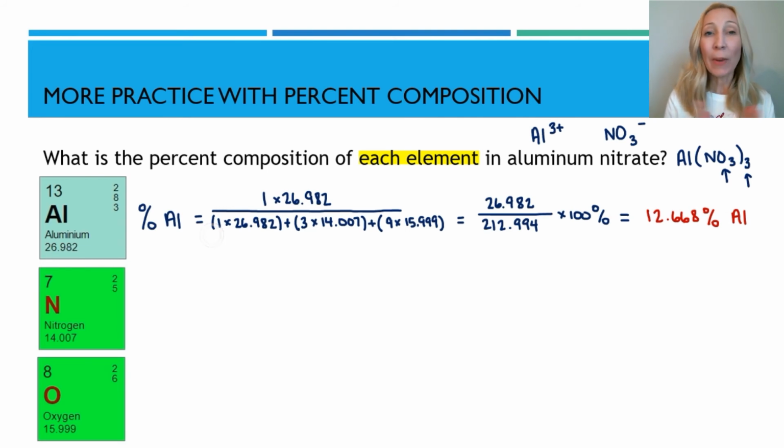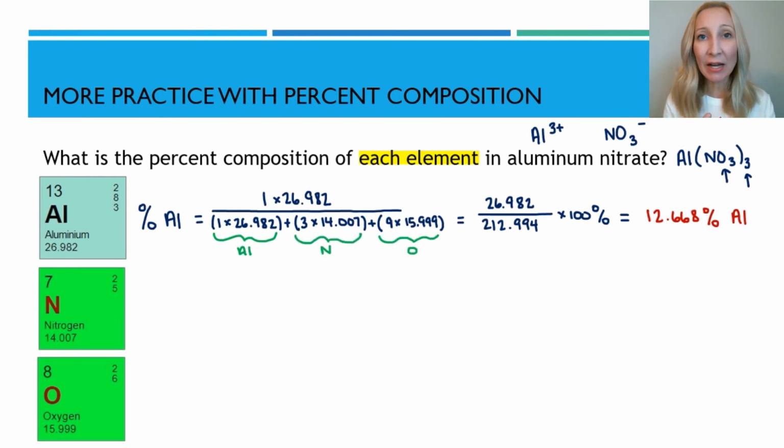Now let's just go back and look at that denominator again. That denominator consisted of all the aluminum plus all the nitrogen plus all the oxygen. So when I determine the percent composition of the nitrogen, I already kind of have an idea of what I need for that. I need 3 times 14.007. So that's what I'm going to put as my numerator. That's all the nitrogen in that. So 3 times 14.007. I'm going to divide that by my previously calculated denominator.